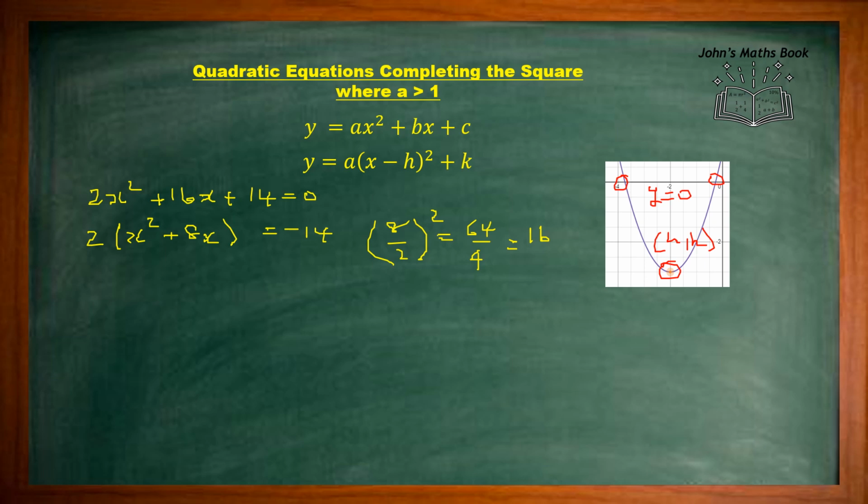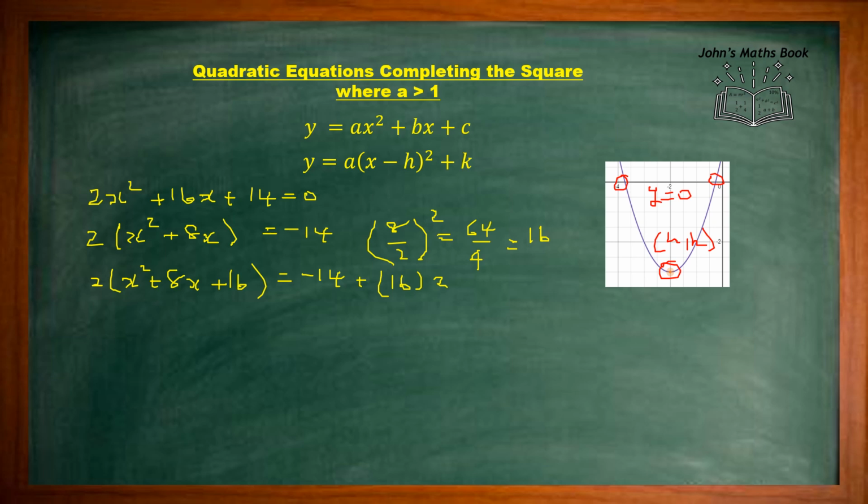to the brackets, 2 into x squared plus 8x plus 16 is equal to minus 14 plus 16. Now we have to multiply the 16 by 2 because we have a factor of 2 outside here.